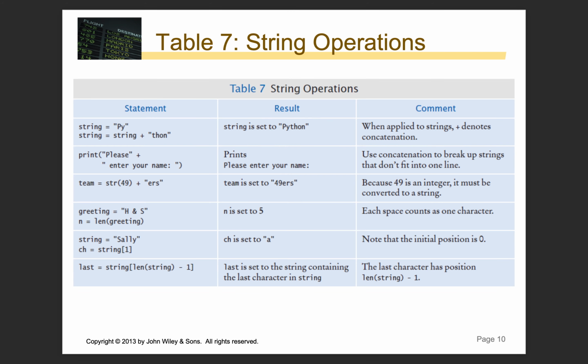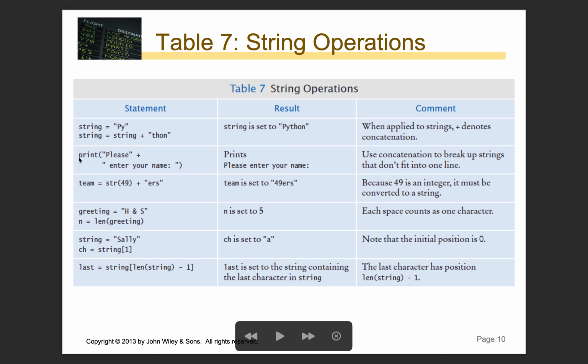Okay, and we have a bunch of different operations we can perform on strings. The plus operator acts as concatenation. So if we had the string pi, and then we had pi concatenated with thon, that's going to join together and create the string Python, and then store that in the variable string. So when applied to strings, the plus symbol denotes concatenation.